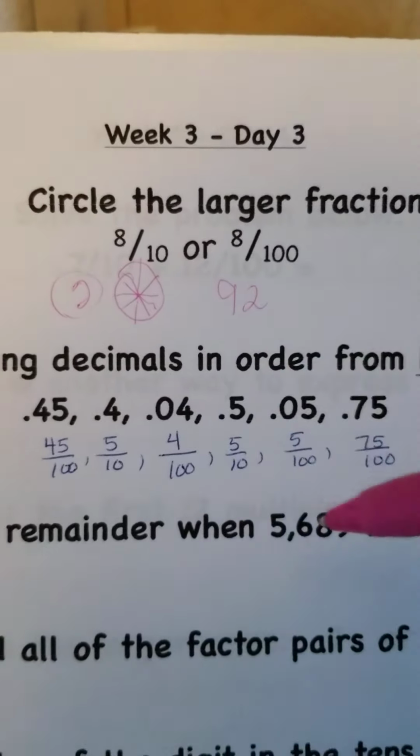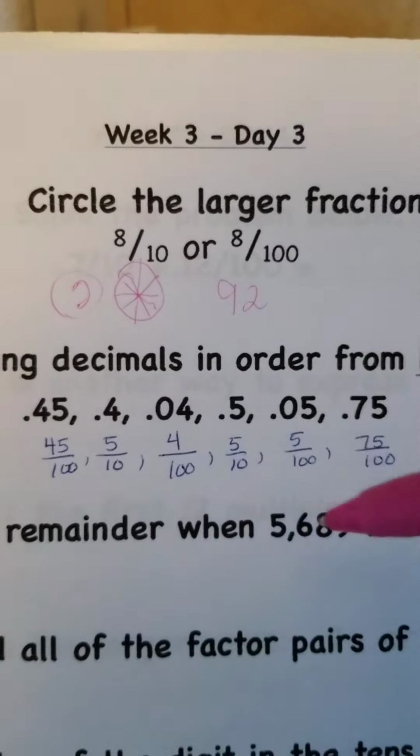Okay? Think about it in those terms. 8 out of 10 is almost one whole. 8 out of 100 is a very, very small number, okay? So think of it that way. Which one is larger, 8/10 or 8/100, okay? Do not circle one just because it has a bigger number down here, because in fractions, that is not what that means, okay? Number 2, put the following decimals in order from least to greatest.